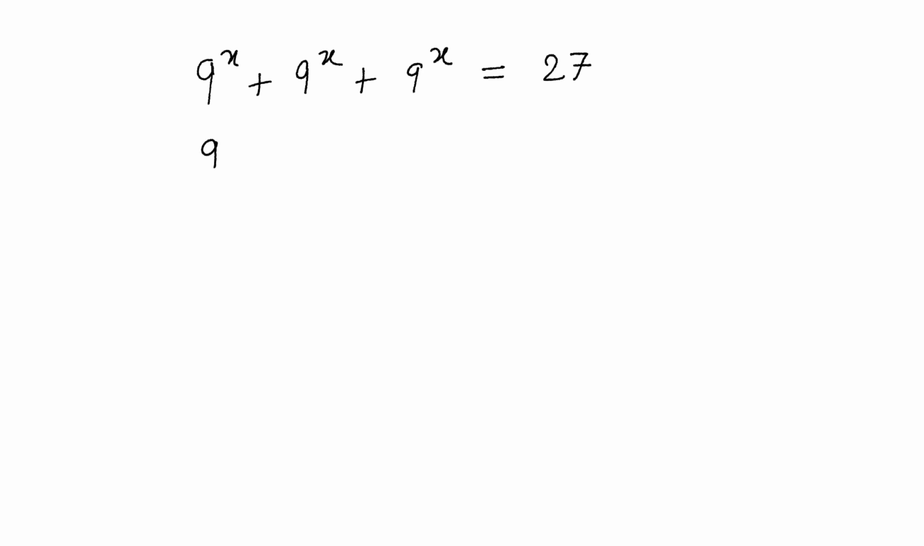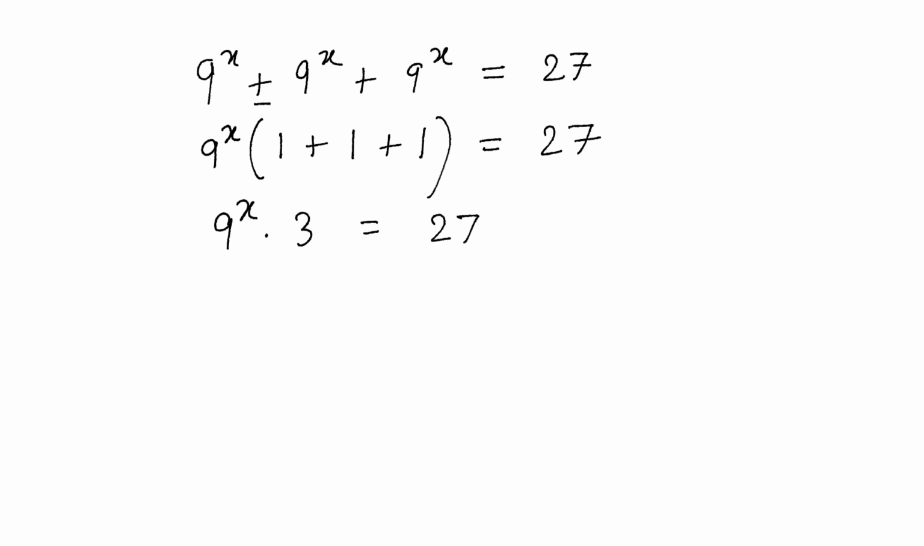Now if we take 9 raised to the power x as common on the left hand side, then we can write the expression as 9 raised to the power x taken common. So what is left here? 1 plus 1 plus 1, which is equal to 27. Now the second step is 9 raised to the power x, and then in the bracket we have 1 plus 1 plus 1, that is 3. That is equal to 27.